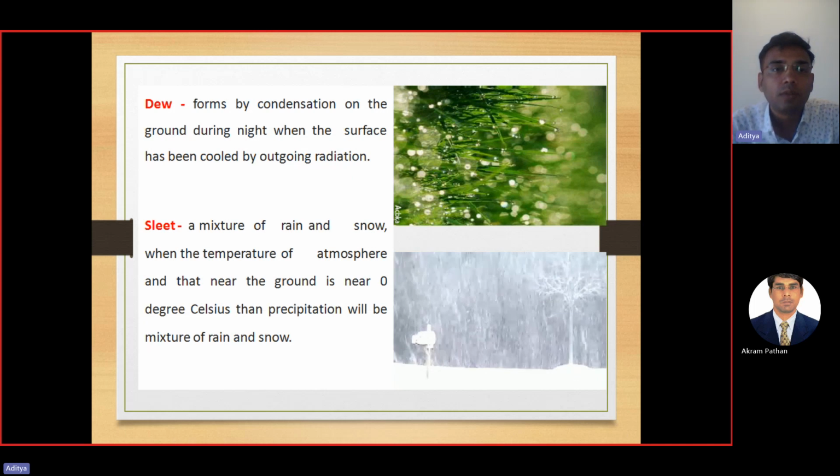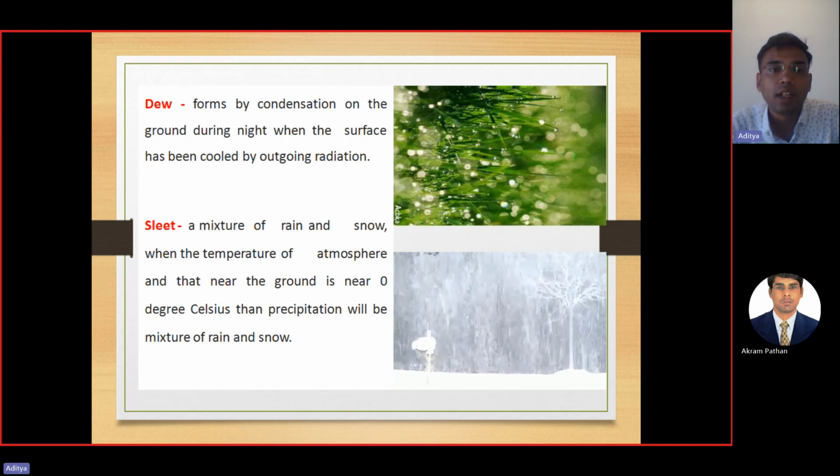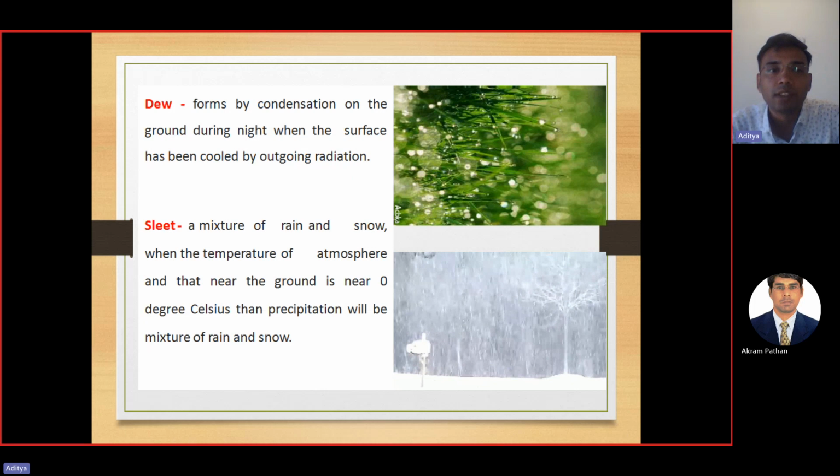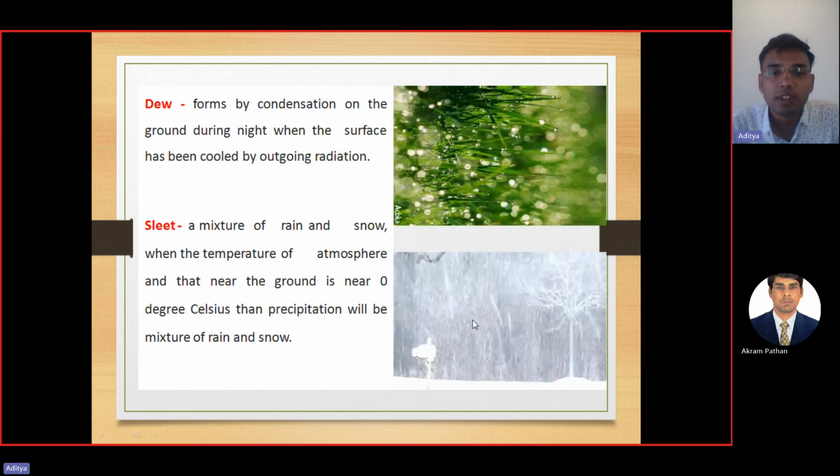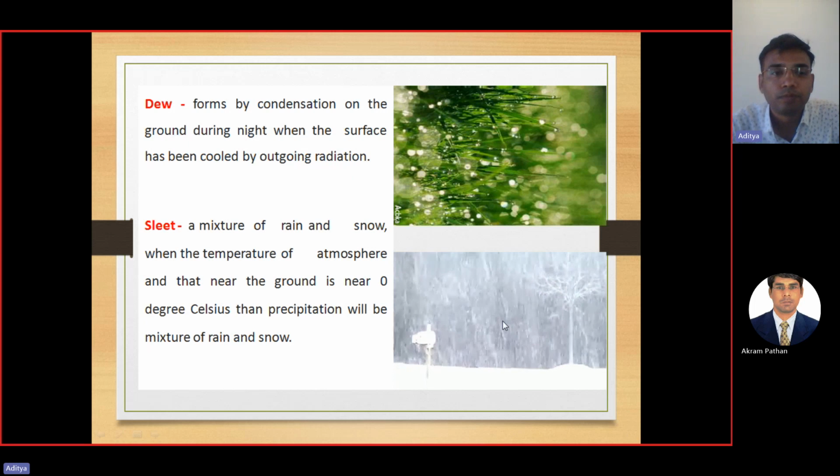Then dew, so formed by condensation on the ground during night when the surface has been cooled by outgoing radiation. Then sleet, a mixture of rain and snow. As the picture depicts, this is nothing but the sleet.